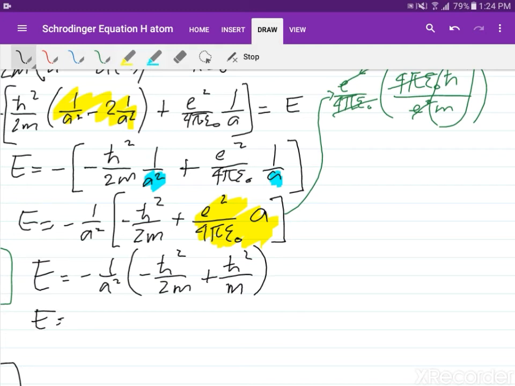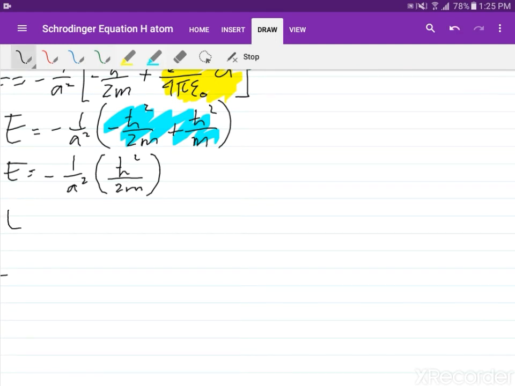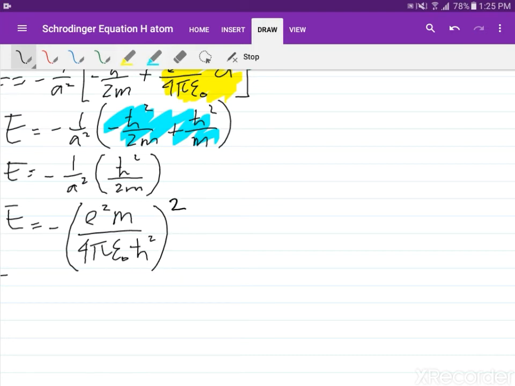So E equals, simplifying this term, we have minus 1 half plus 1. So we get 1 half. This is positive h bar squared over 2m. So now we have 1 over a squared. This is equal to e squared times m over 4 pi epsilon naught h bar squared, times h bar squared over 2m.